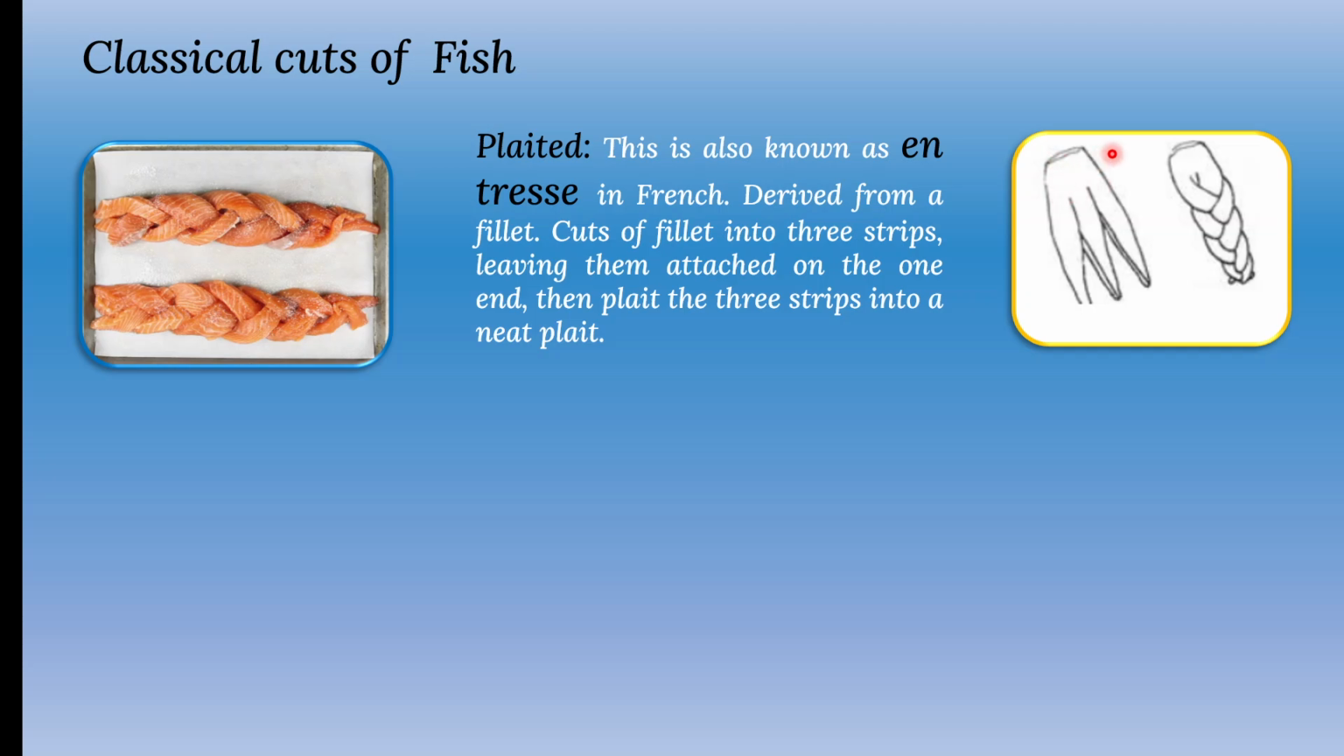As we have mentioned, this fillet, it is on top, it is attached. It is slit into three pieces and then it is plated like this. This is known as truss or plated fish. This is another one, classical cuts.